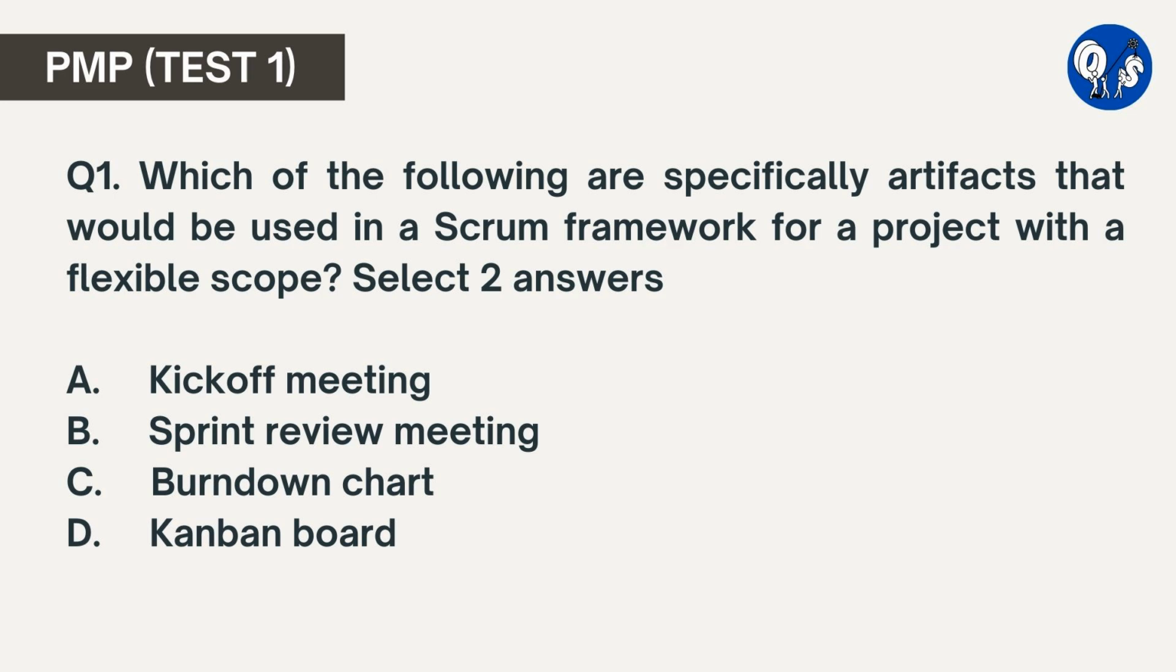Let's start with question number 1. Which of the following are specifically artifacts that would be used in a Scrum framework for a project with a flexible scope? Select two answers. The options are A. Kickoff meeting, B. Sprint review meeting, C. Burn down chart, D. Kanban board. The correct options here are C. Burn down chart and D. Kanban board. The burn down chart and Kanban board are artifacts often used in agile projects, whereas the kickoff meeting and sprint review meeting are ceremonies used in agile.